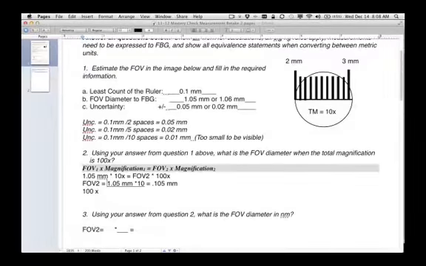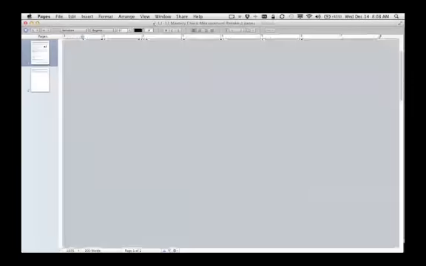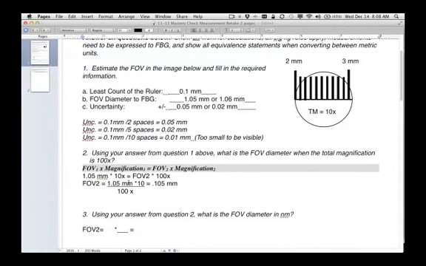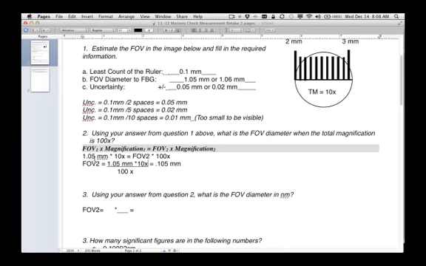What happens to field of view diameter as magnification goes up? It's inverse, we know, so it should decrease by the same magnitude. So if this is increasing by 10, this should decrease by 10, which is exactly what it did. Now let's take a look at our sig figs. We have 1, 2, 3 sig figs here, and we have 1, 2, 3 sig figs in our answer right here. So now we've done what we need to do.